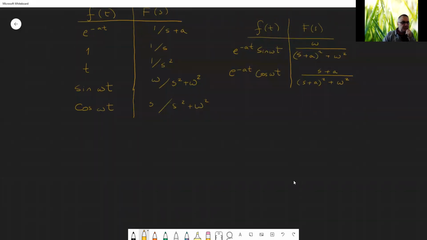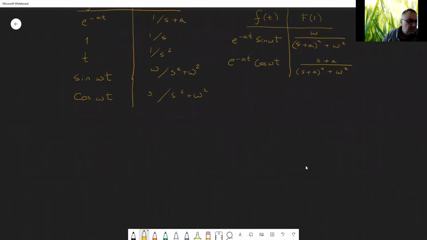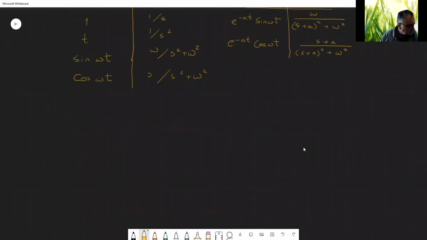So it is a transformation that transforms a function to another domain. Actually, that domain is a complex domain, but we are not going to use that. We are going to basically use the Laplace transform as a kind of a differentiator operator.